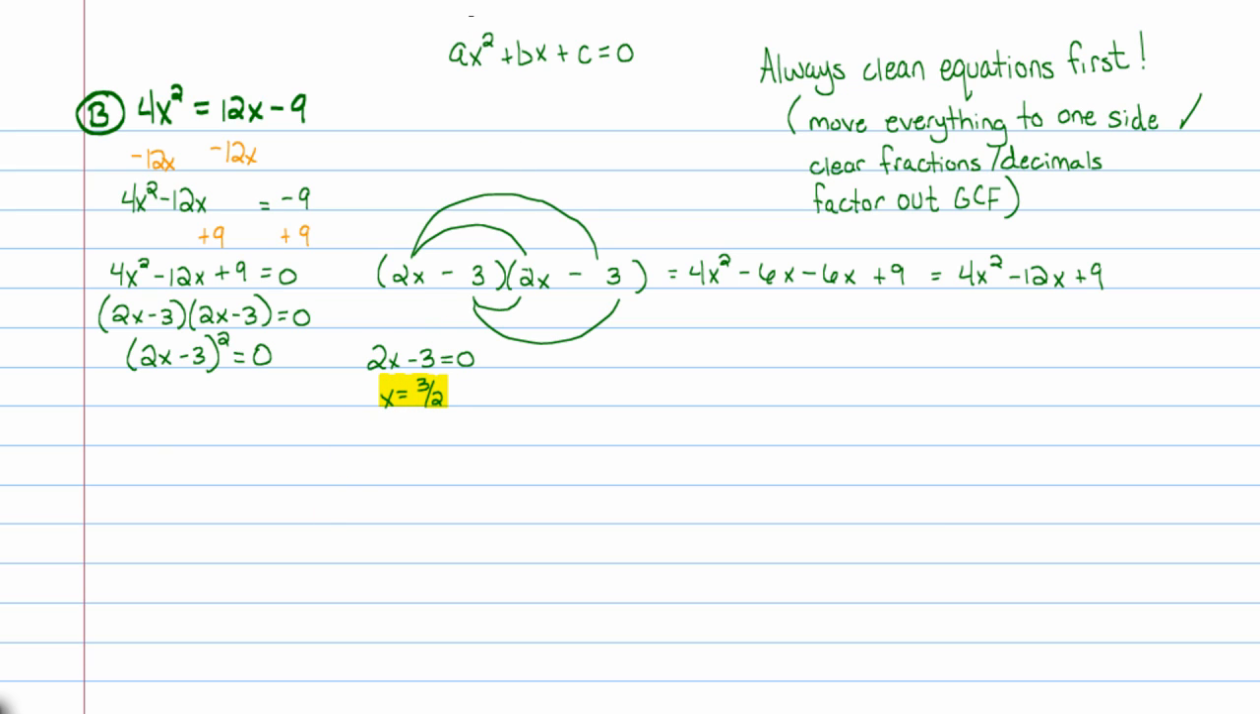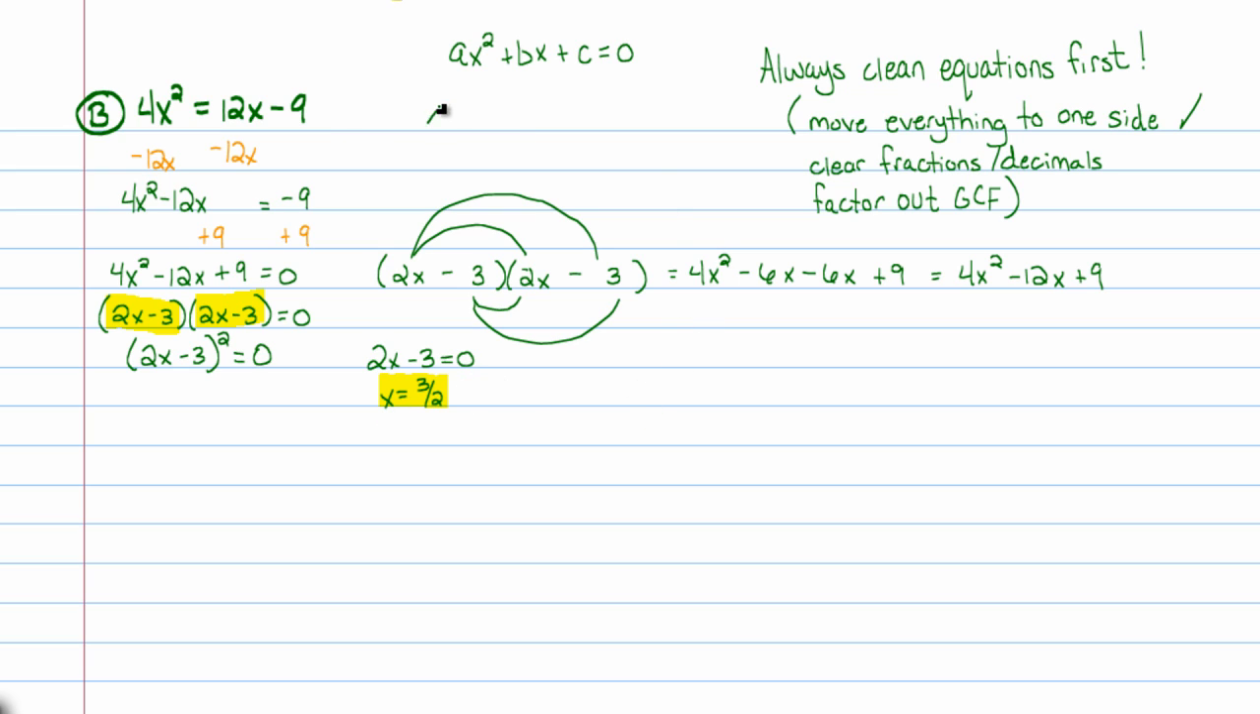Interesting as it may seem, this actually looks like it has only one solution. Technically, there are two solutions. They're just the same two solutions: x equals 3 halves from this first factor, and another x equals 3 halves from the second factor. So let's solve this using the quadratic formula.